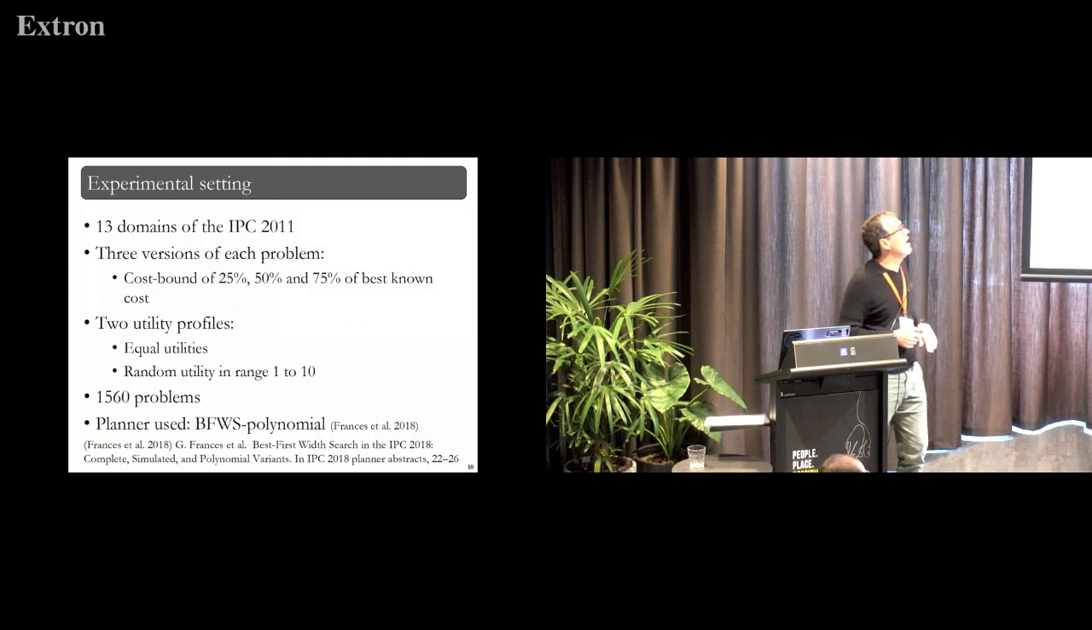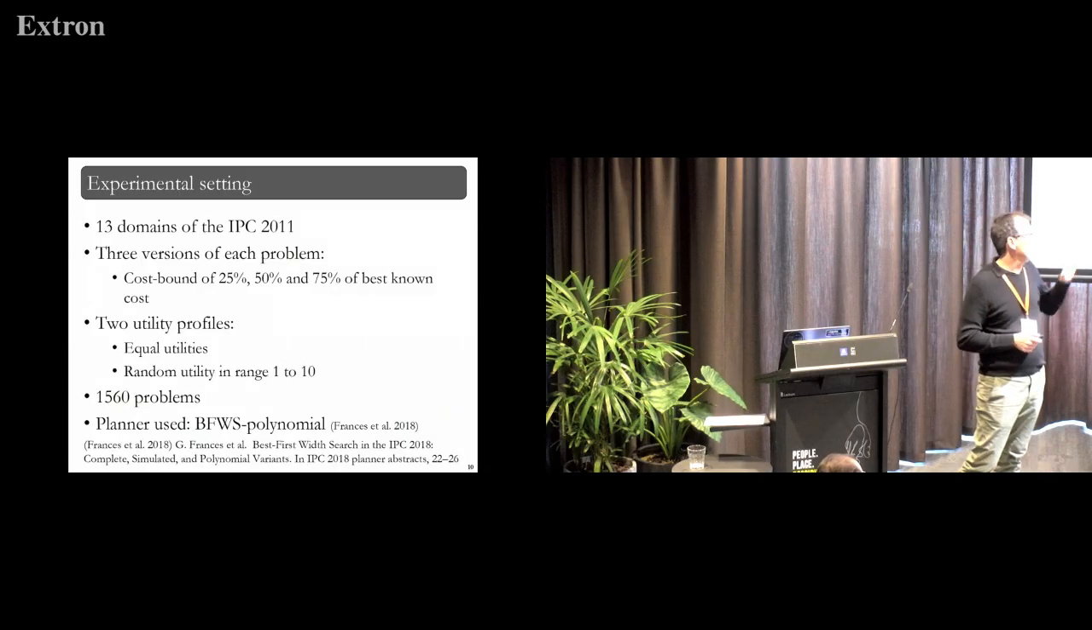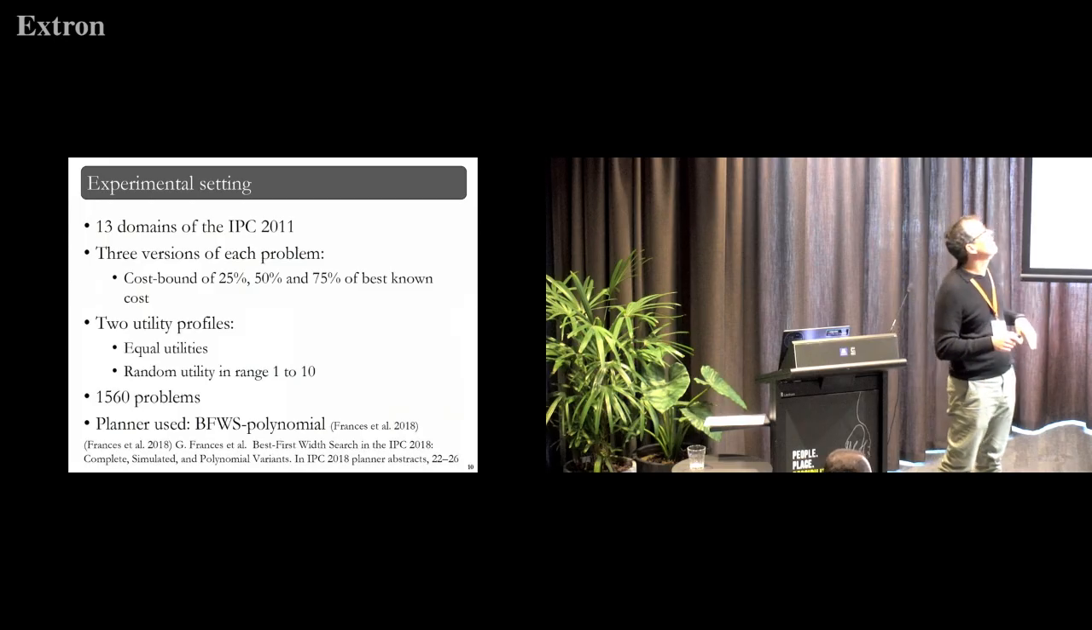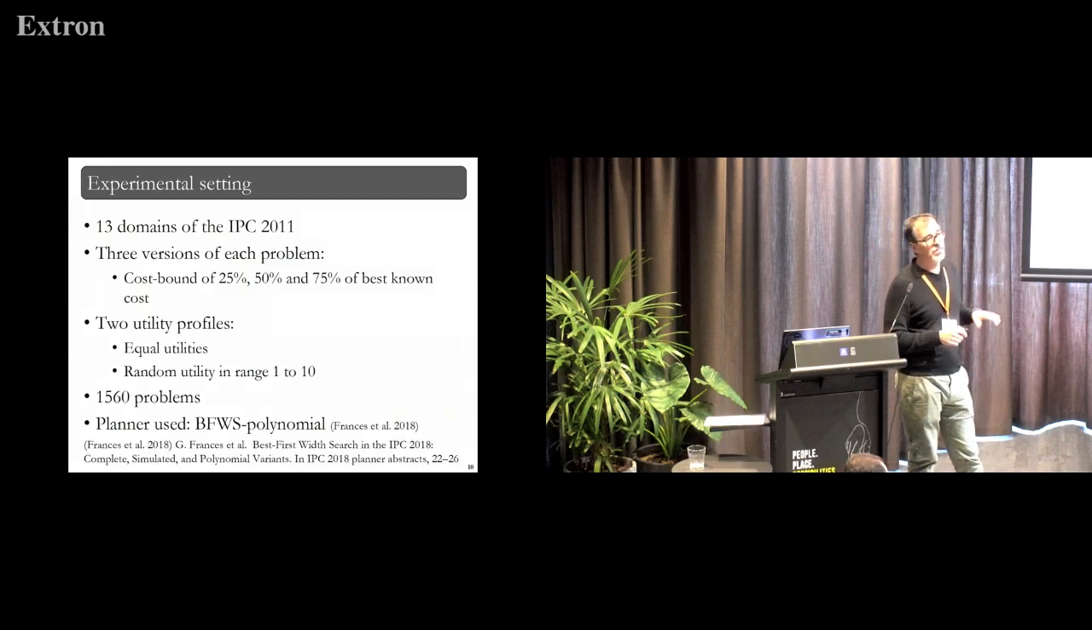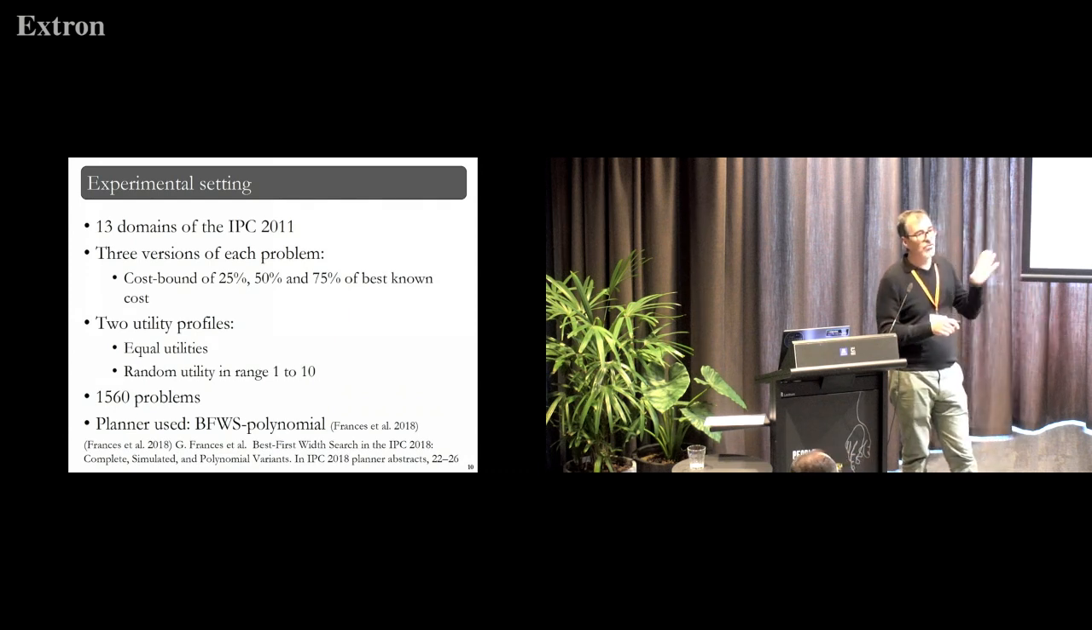Okay, and for that, we are experimenting in 13 domains of the IPC 2011 because it was the same setting that we had in the previous paper. For each problem, we have created 3 different versions with different levels of oversubscription. Okay, so we set the maximum cost to be 25%, 50%, or 75% of the best known cost for that problem. And we also compared 2 different utility profiles.